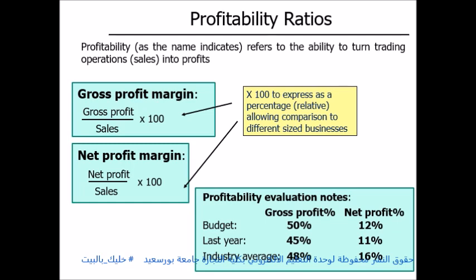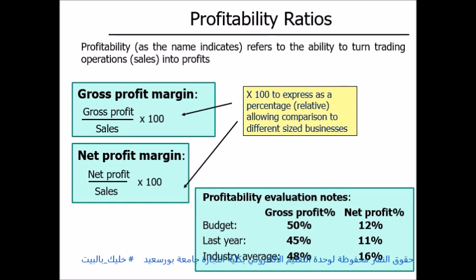Again, from the name of each one: gross profit margin equals gross profit divided by sales multiplied by 100, and net profit margin equals net profit divided by sales multiplied by 100. In each exercise, he will give you some notes for each ratio. For example, here in this box, he gave you profitability evaluation notes.